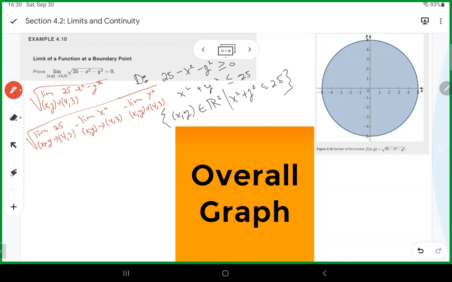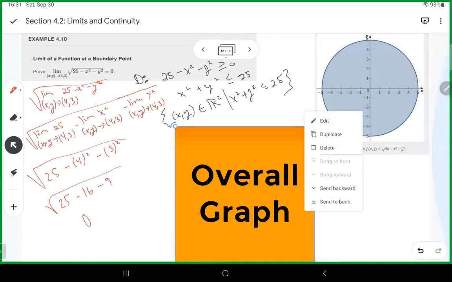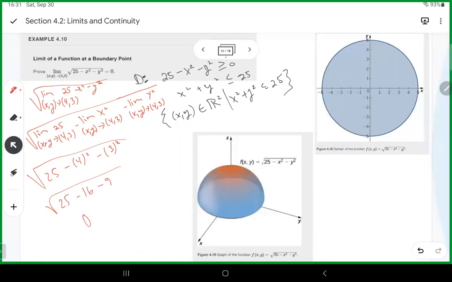So all those are there. And then you're going to realize that it's just going to end up being the square root of 25, because it's a constant, minus a squared minus b squared. If you use your theorems, you should definitely be able to get that. So that would be the square root of 25 minus 16 minus 9. So that gives us 0. And here is your overall image.